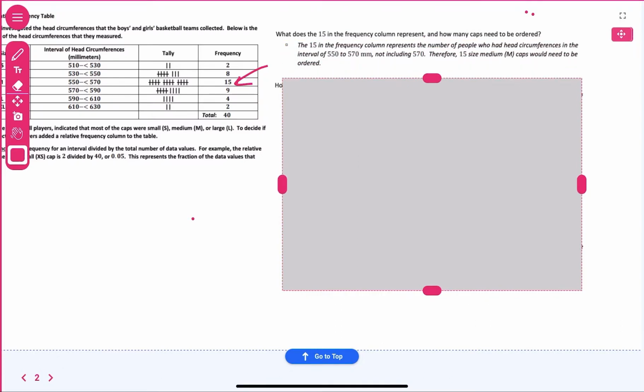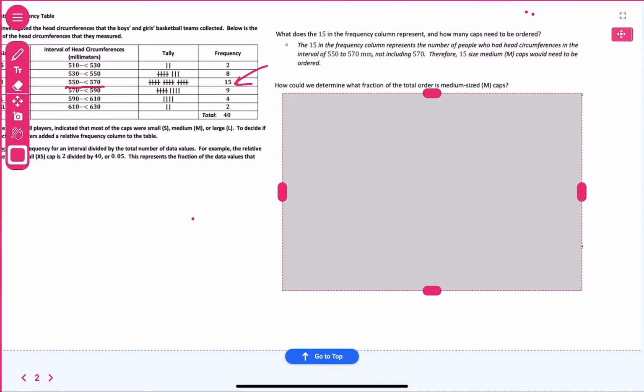Well, the 15 in the frequency column represents the number of people who had the head circumference in the interval of 550 up to 570 millimeters, not including 570 though. Notice that it's 550 to less than 570. Therefore, 15 size medium caps would need to be ordered.